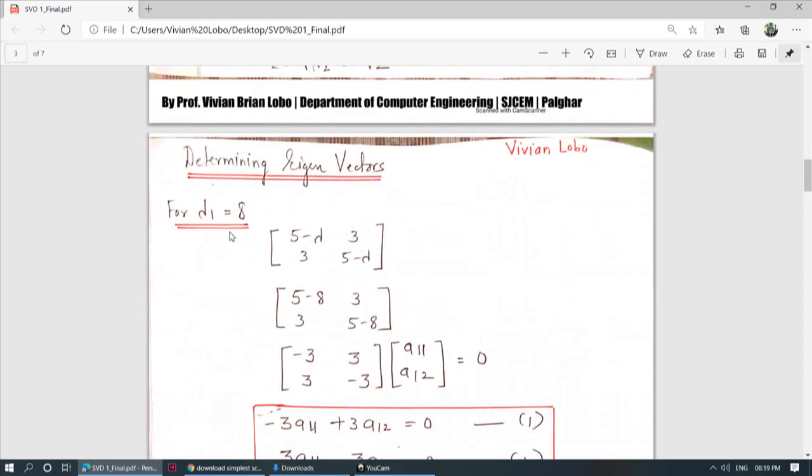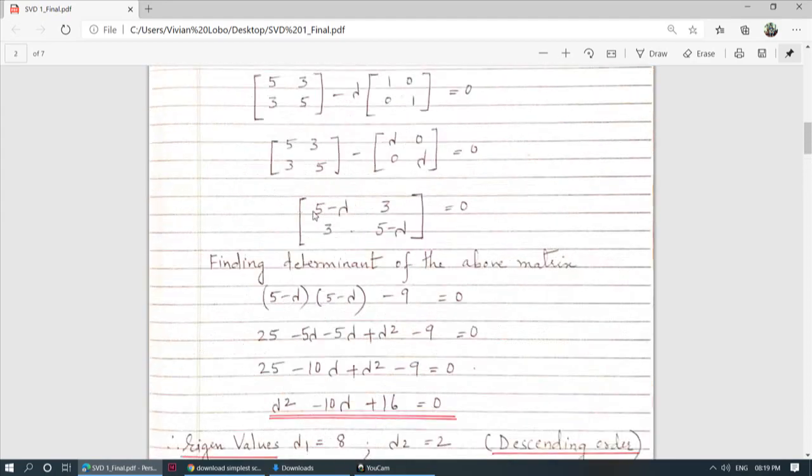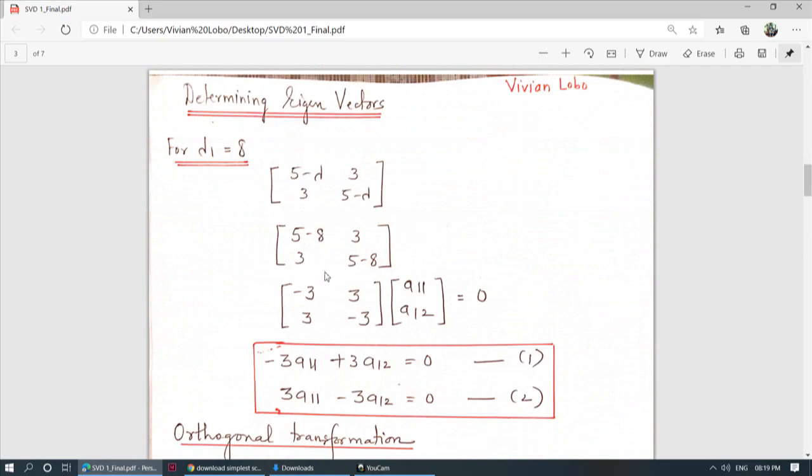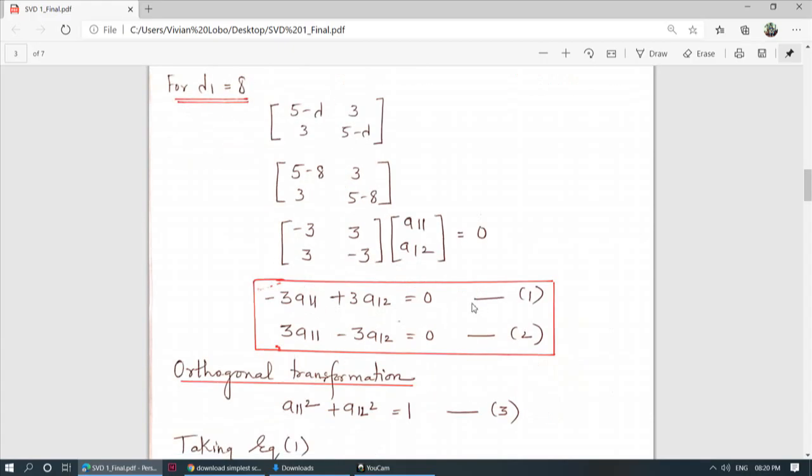So for lambda 1 equal to 8, I will be substituting over here instead of lambda the value 8. This is the matrix. So on doing that, what are we getting? We are getting minus 3, 3, 3 and minus 3. Now to calculate eigenvectors, we consider A11, A12 and we equate it to 0. So we get two equations: minus 3A11 plus 3A12, and 3A11 minus 3A12 equal to 0.